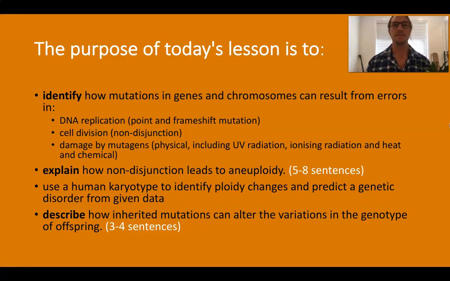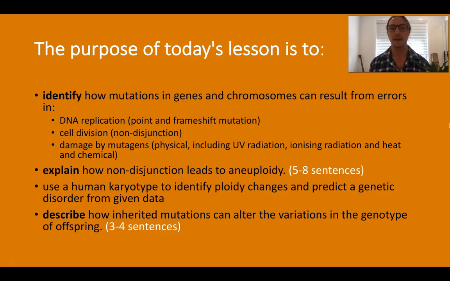So the learning goal for today, firstly, is to identify how mutations in genes and chromosomes can result from errors. That can be in DNA replication, or in cell division, or even caused by mutagens. We will explain the process of non-disjunction, and when we see the cognitive verb explain, that's a pretty lengthy response required, so you're looking at about 5 to 8 sentences.